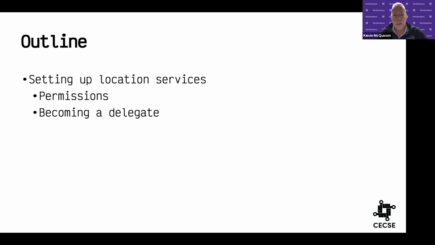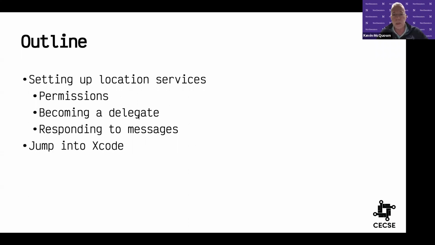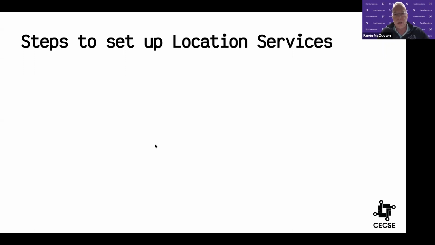The next one is becoming a delegate. So once you've set up the location service, you become its delegate, and then it's basically just responding to messages from the location service. So it's very much like a notification, but it's a one-to-one relationship. Delegates are one-to-one. So you are a delegate, you subscribe to that piece of information that comes from the location service, and you have to respond to it. So what I'm going to do is go through these steps, and then we can jump into Xcode itself and do it. So steps to set up location services.